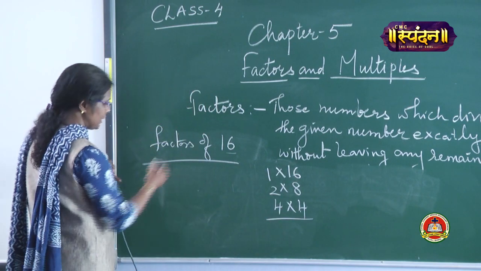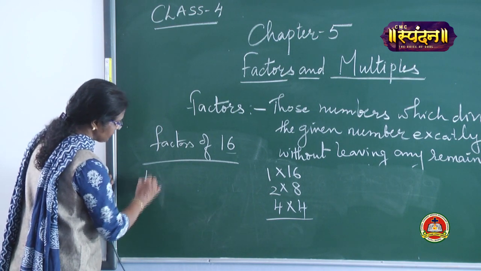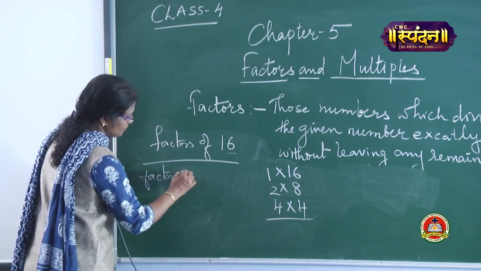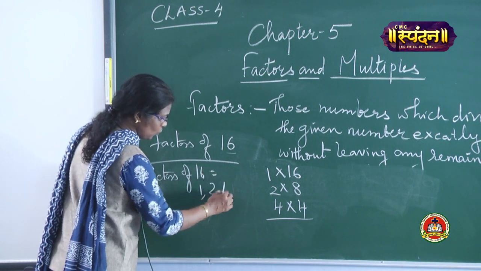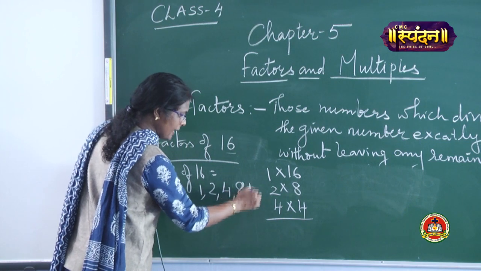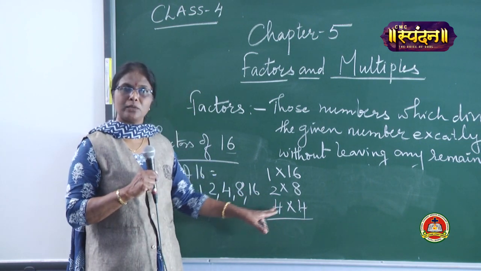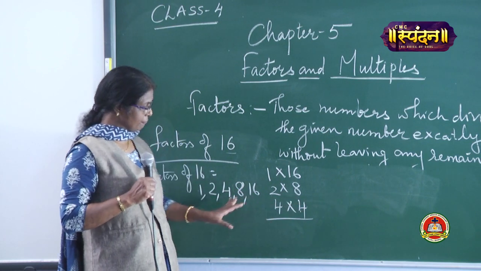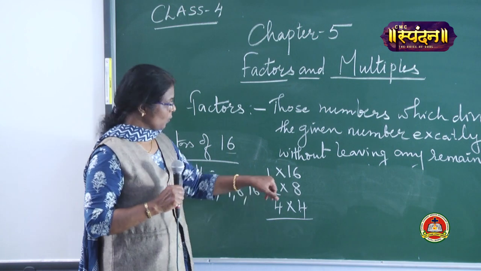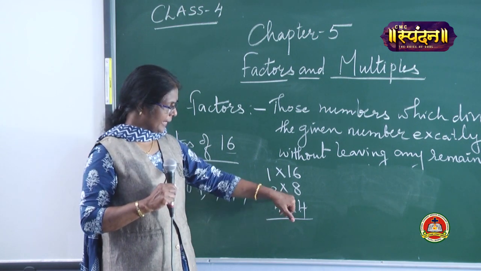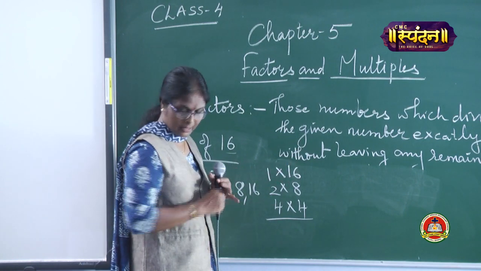Now we can conclude the factors of 16 are 1, 2, 4, 8 and 16. Here 4 4s are 16, so no need of writing one more 4 here. Just one 4 is enough because 4 is a factor. We are dividing by 4. Now 1, 2, 4, 8 and 16. So these are the factors of 16.